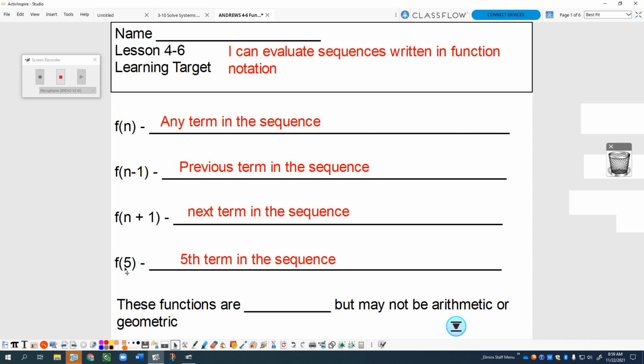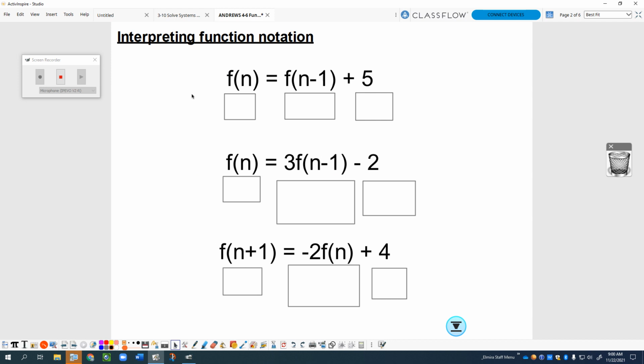in the parentheses. These functions are going to be recursive, but may not be arithmetic or geometric. Remember that recursive means we use the previous term to find the next term. Okay? So let's interpret what it's going to look like. Okay? It's going to look like f of n equals f of n minus 1 plus 5.